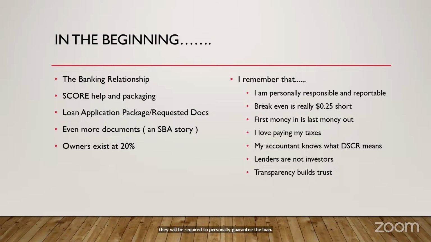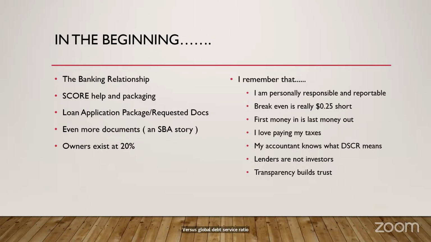Some other items to mention, with a business loan, you can be personally responsible and reportable, because when we review your loan request, we do take into consideration your personal credit report, any additional income outside of the business, whether it be a different business that you have or W-2 income. Break even for your business is actually like 1 to 1. It's actually 25 cents short. And I can go into a little bit more detail about transactional versus global debt service coverage ratio here shortly.